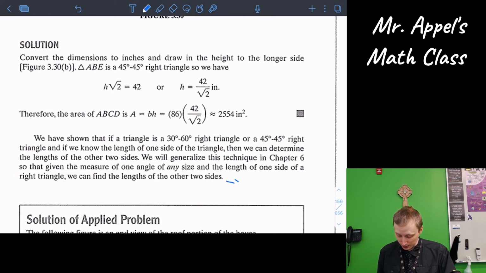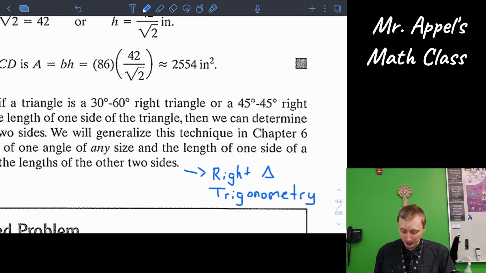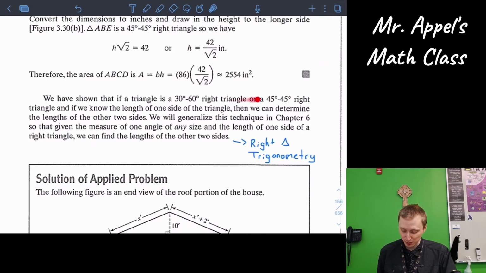Hint, hint, this is called right triangle trigonometry. So if you've ever heard sine, cosine, and tangent, that's where they come in. They generalize beyond just the special right triangles. Okay? But we don't need to concern ourselves with that for this moment.